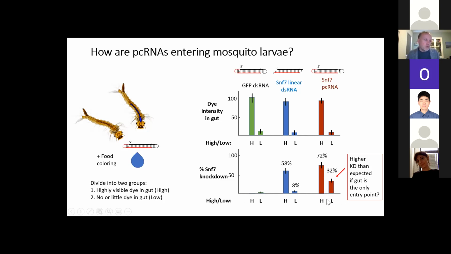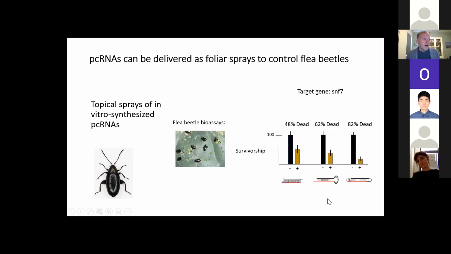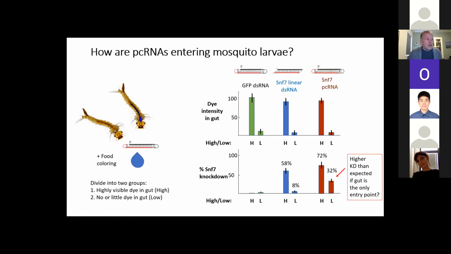So we're actually going to explore that other mechanism by looking at topical applications to see if double-stranded RNA is actually the mode of entry, if it's actually getting in through the cuticle or some other surface of the insect.